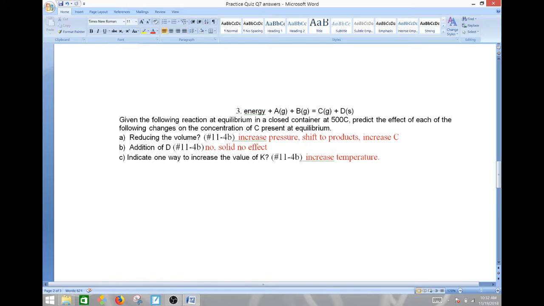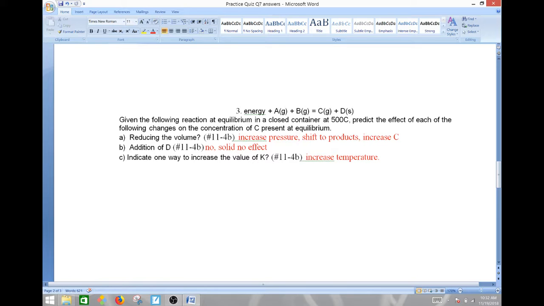Reducing the volume. Reducing the volume will increase pressure. So I have to make an analysis of my gas pressures here. I have A and B. There are 2 gas particles on the left and 1 on the right. So shifting to the right would cause pressure to go down. Shifting to the left would cause pressure to go up. My stress is that I'm reducing volume, so I'm increasing pressure. Therefore, I want to reduce pressure, so I'm going to shift to the right to reduce pressure. And C will increase. Addition of D. There's no D here. D is right here, but it's a solid, so no effect.